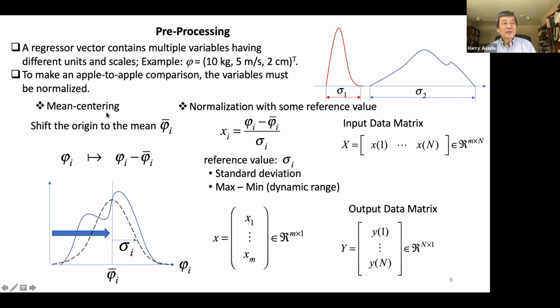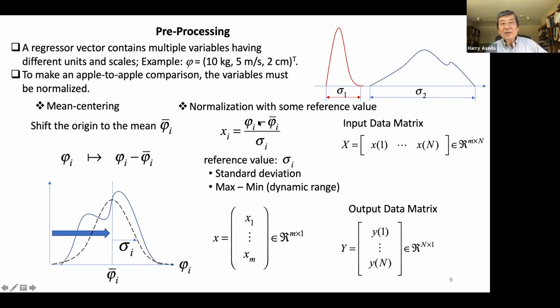One is mean centering. We are interested in the variance. So first you compute the mean of each variable over the many data points we look at. If the mean value is 8 kilograms, we shift the coordinate origin to that mean. So the value 10 kilograms turns out to be 2 kilograms. That's the first step.